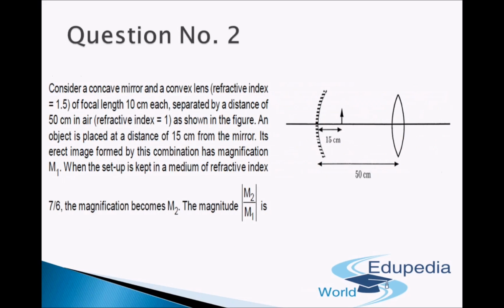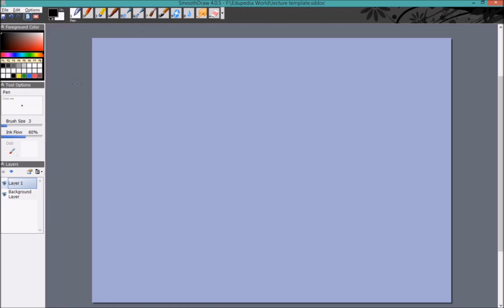Okay, this is a question based on geometrical optics, and we are given a particular setup, and we are asked if the setup is kept in a medium of refractive index 7 by 6 as opposed to a refractive index 1, which is air, what is the difference in magnification? What is the ratio of the two magnifications? So the first thing to do in questions regarding geometrical optics is to draw a figure very clearly, because that's half the battle. In geometrical optics, most of the errors come from not drawing the figure properly.